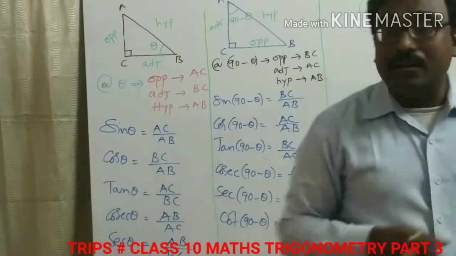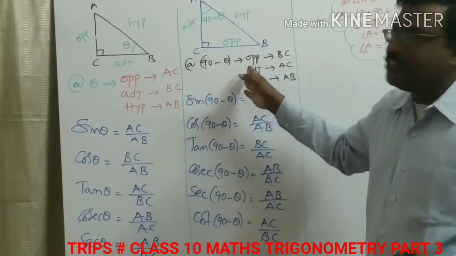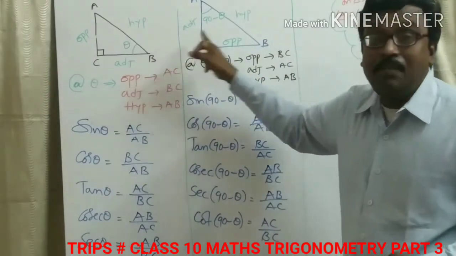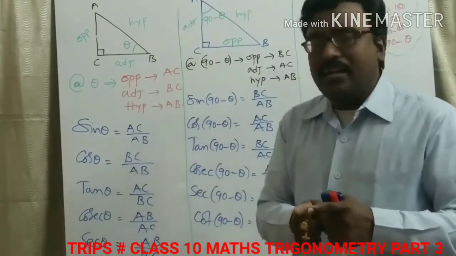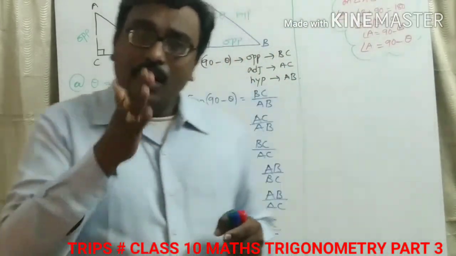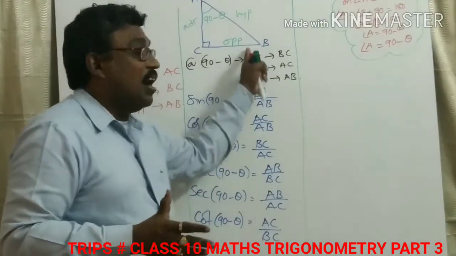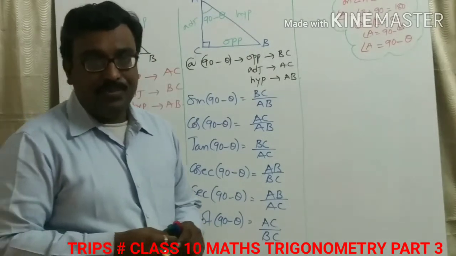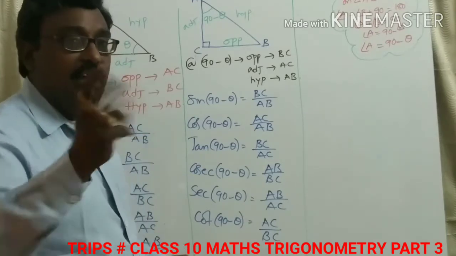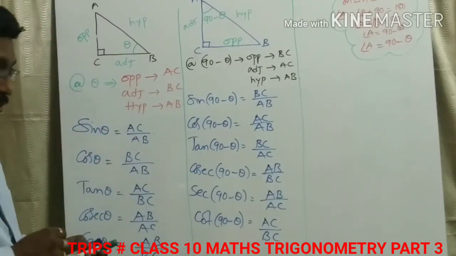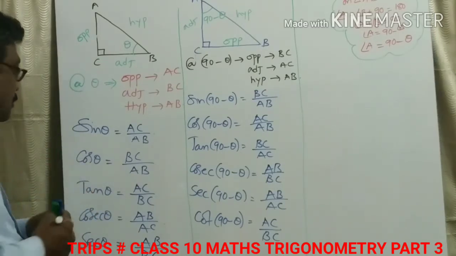Now we will compare them, because the ratios of theta and of 90 minus theta are from the same right angle triangle ABC, where C is 90 degrees. Now I will compare these ratios to see where they are equal.